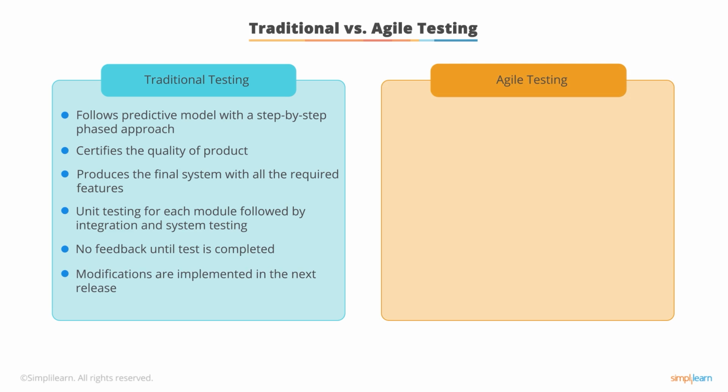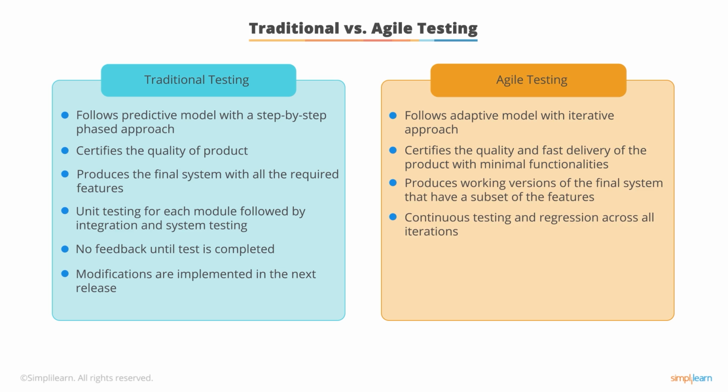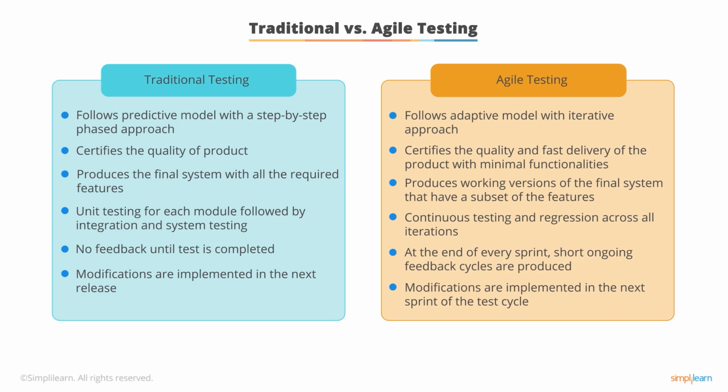Agile testing is different. Agile testing follows an adaptive model with an iterative approach. It certifies the quality and fast delivery of the product, even with minimal functionality. Each sprint produces a working version that has a subset of features of the final system. Continuous testing and regression tests are conducted across all iterations. And at the end of every sprint, a short, ongoing feedback cycle is produced. And finally, modifications are implemented in the next sprint of the test cycle.